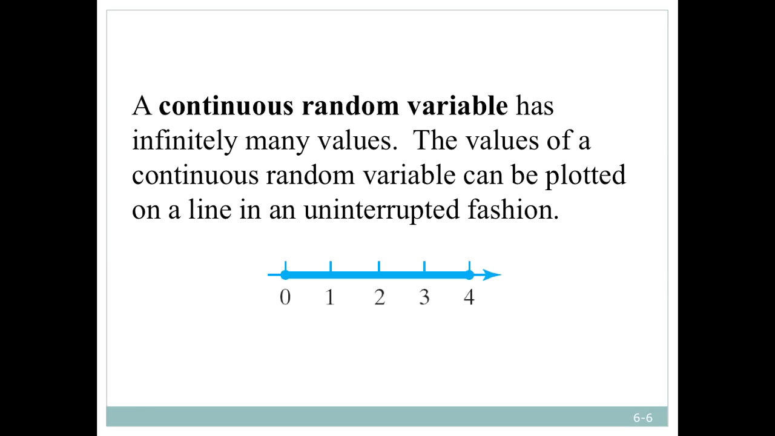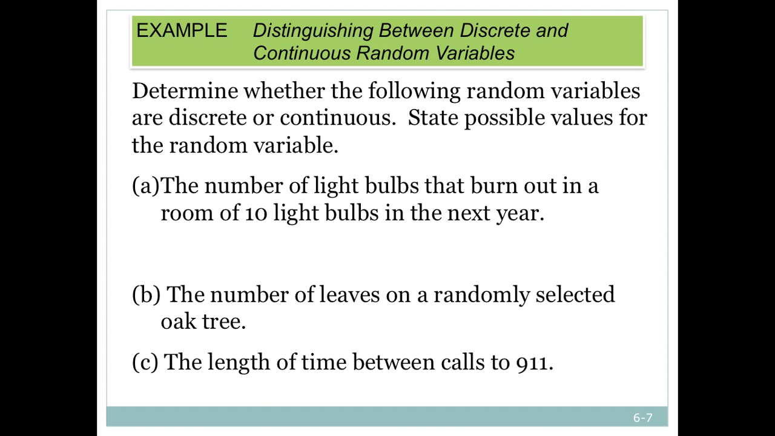A continuous random variable can take on infinitely many values, meaning that it can take on a value of 1/2 or 1/4 or 1.5 or 1.75 or 1.216. So the values of a continuous random variable can be plotted on a line in an uninterrupted fashion, meaning that basically we're shading the entire number line instead of just shading particular points.